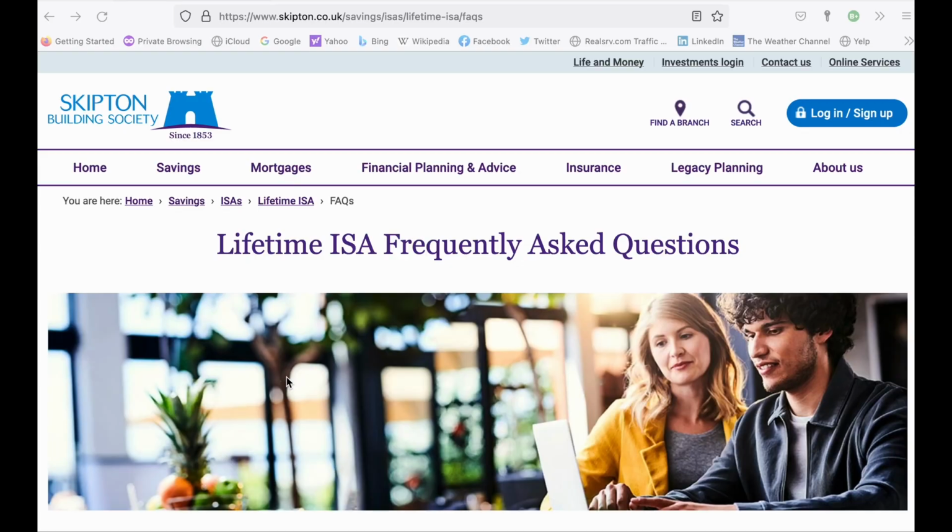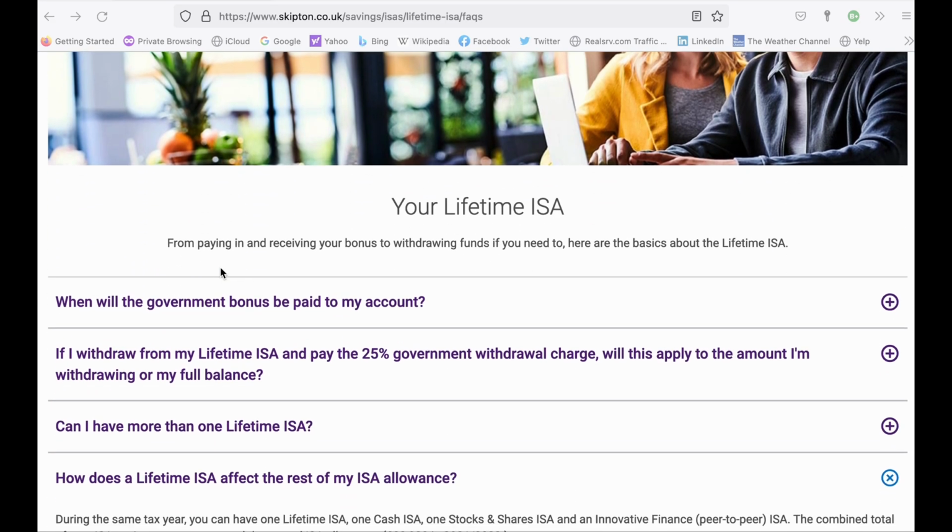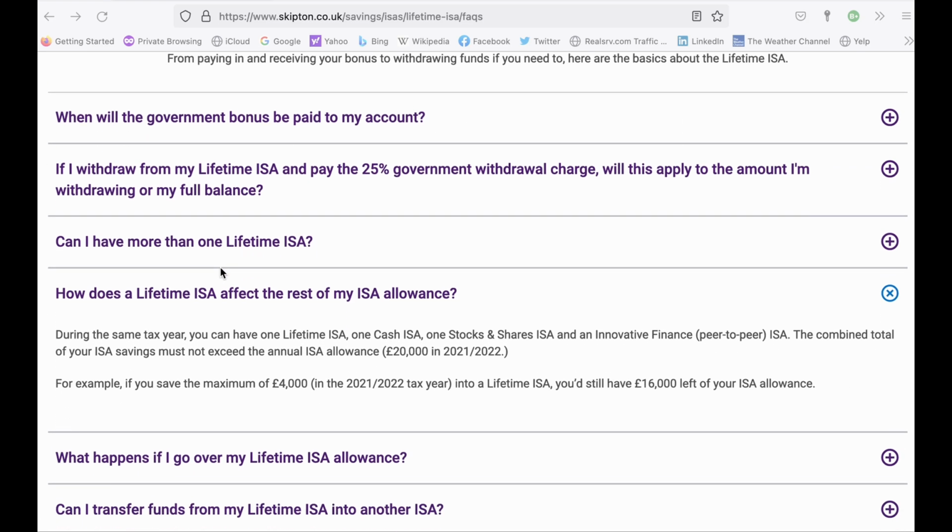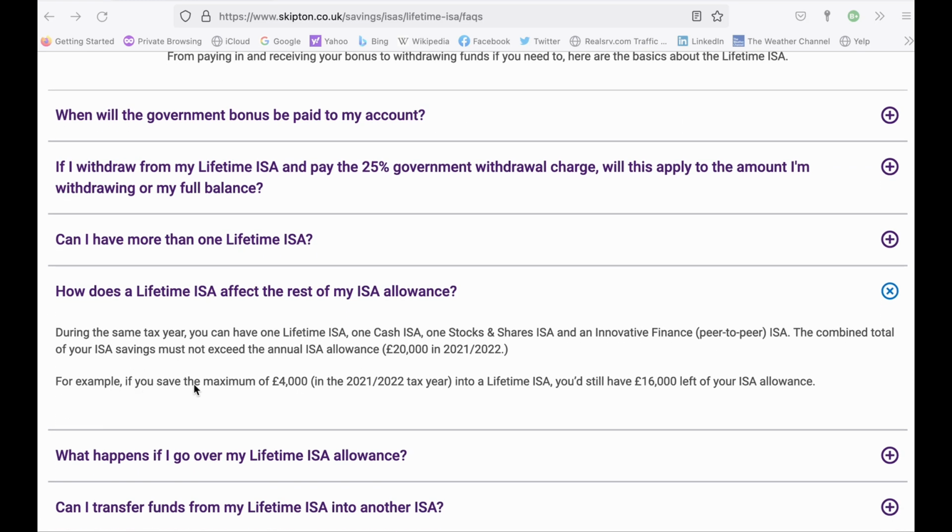So just to provide some clarity, because there's been some conflicting information online, this is the Skipton Building Society website, and this is the 28th of August today. And here it says you can save the maximum of £4,000 in 2021-22 into your lifetime ISA, so your LISA, and you still have £16,000 left in your ISA allowance. So that would mean that the government contribution doesn't actually count towards the ISA allowance that you get for the year.